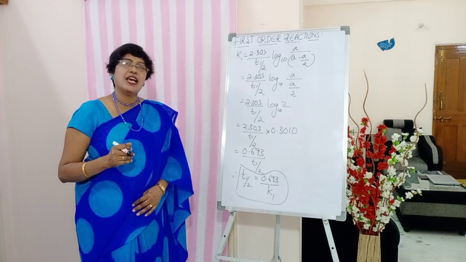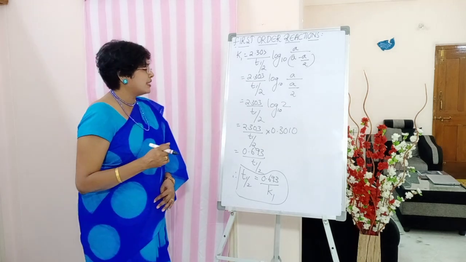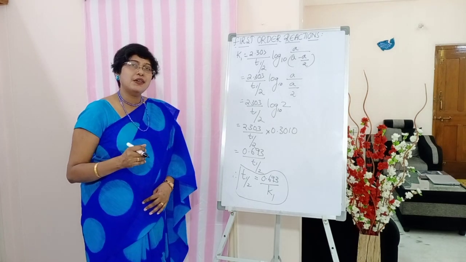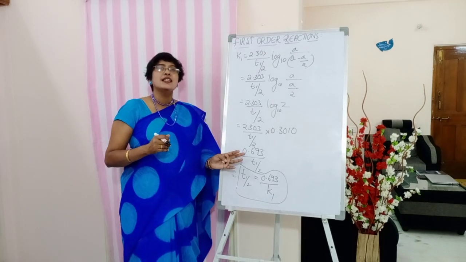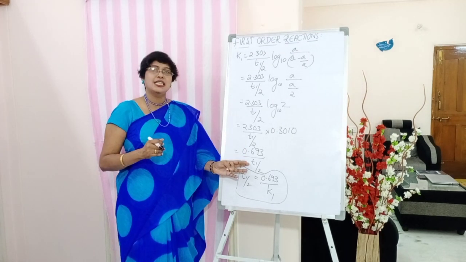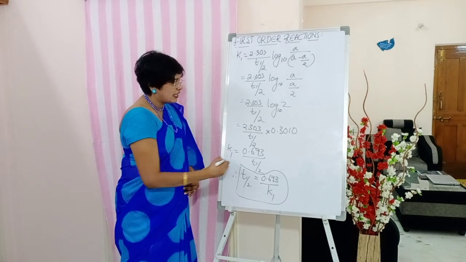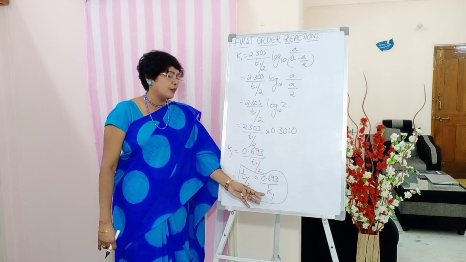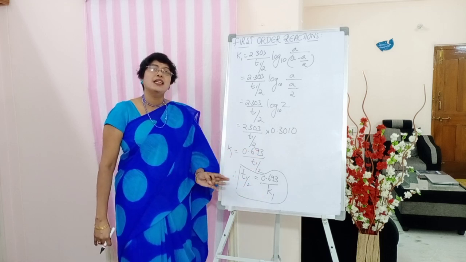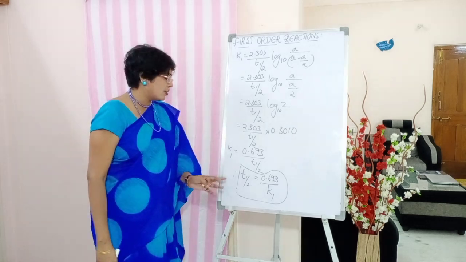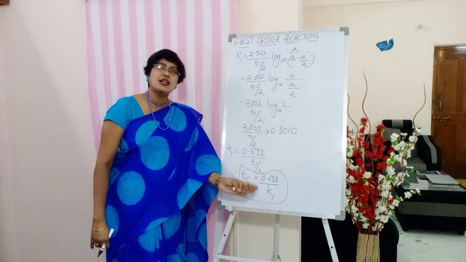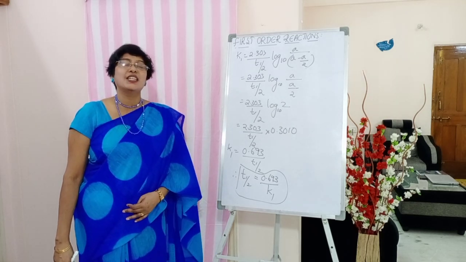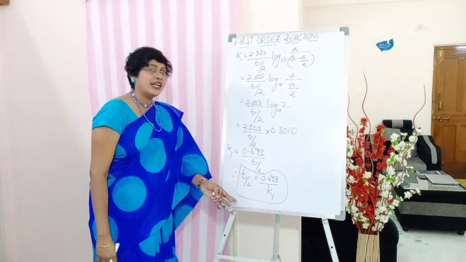So the logarithm of 2 value is 0.3010. 2.303 into 0.3010, if we multiply, we get 0.693 by t half. On the left side we have K1. Therefore, t half is equal to 0.693 by K1. Half-life is independent of initial concentration. In this expression, you are not finding any initial concentration. So we have proved the third characteristic. Now write down examples.